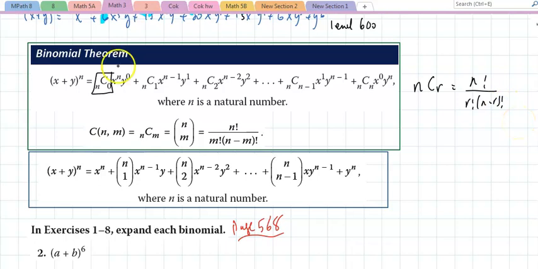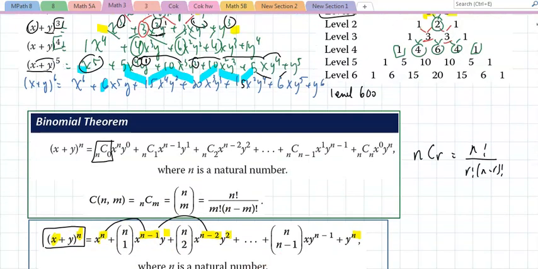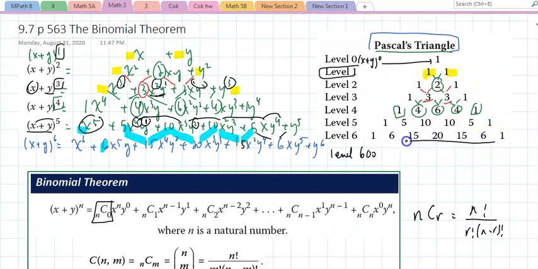And the binomial theorem says if you want to find (x + y) to the n, you start with x to the n, and then x to the n minus 1 and y to the 1, x to the n minus 2, just like we did, and you end up with y to the n. So you start with x being raised to the n power, and you start reducing that one at a time.